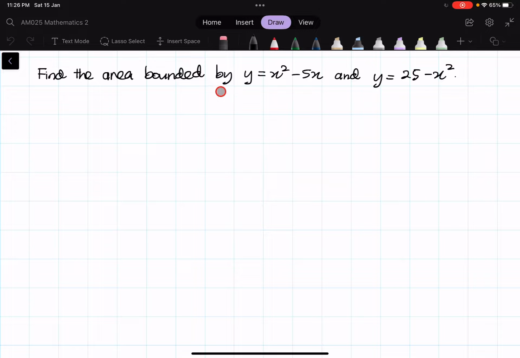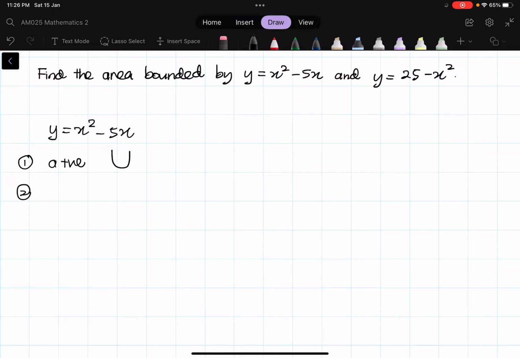Find the area bounded by y equals x squared minus 5x and y equals 25 minus x squared. So let's take a look at the first curve. Both of these equations are quadratic. We have y equals x squared minus 5x. Our coefficient of x squared is positive, so we're going to get a smile graph.